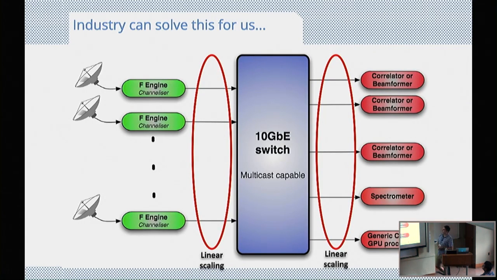If you have a switched network, the n-squared scaling is contained within the switch, and the scaling into this device is now linear. So that's really nice if you can build a big scalable switch.